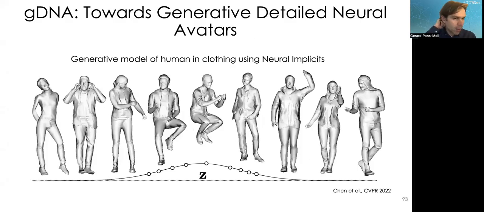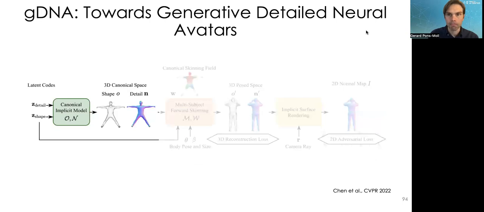There's been a number of works in generative neural implicit models. I'm going to base this talk on this work by Chen et al. to generate detailed shapes directly from a latent code Z. This approach is called GDNA, and the title is Towards Generative Detailed Neural Avatars. So the ideas are almost the same as what we've seen before. The only thing is that now we're going to train a model to produce those shapes from latent codes.